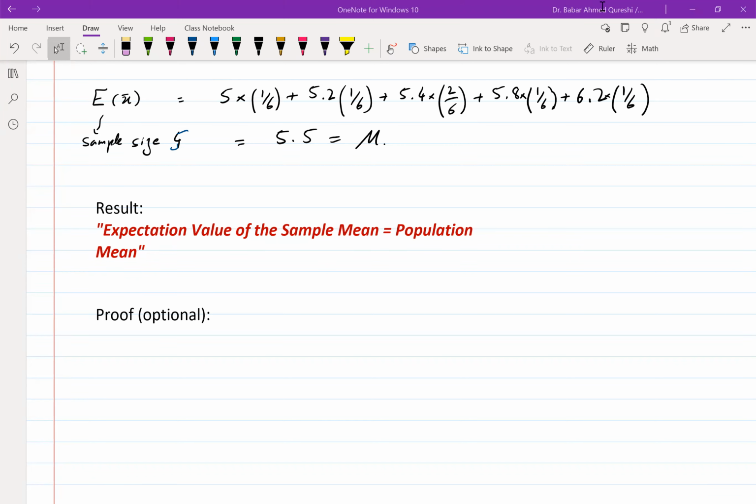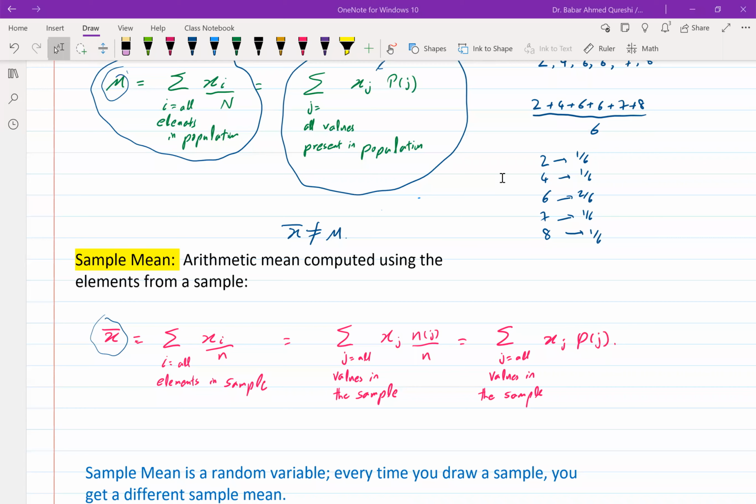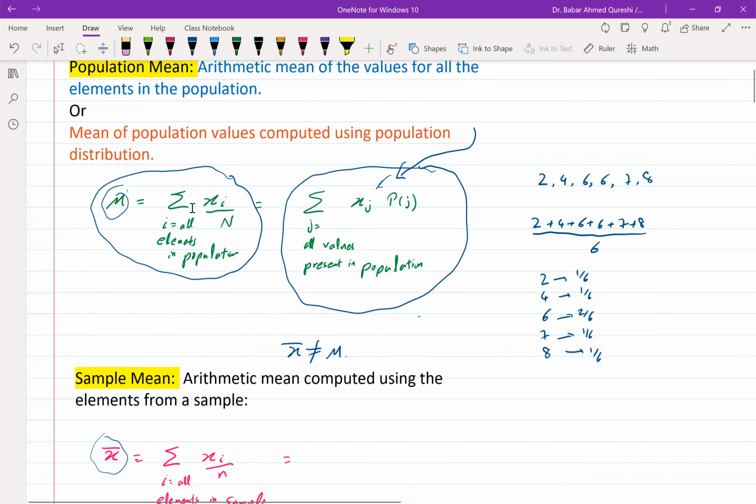Sir, can you please explain the formula for both of these, the sample mean and the population mean? Well, let's stop here. Let's remove this for now. The population mean is just you add all the elements in the population and divide by the total number in the population. That's just the mean.